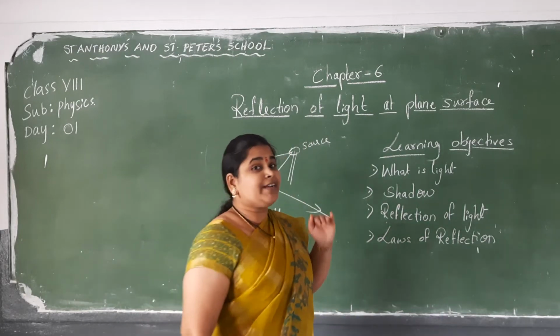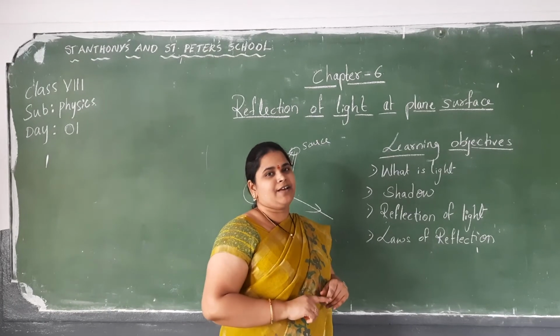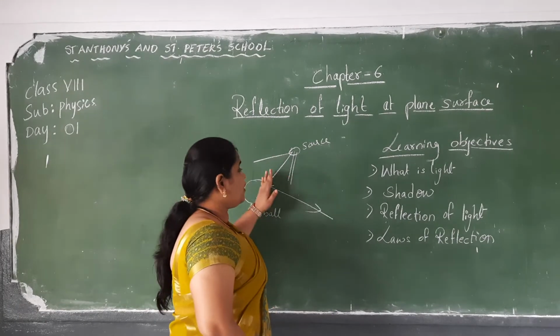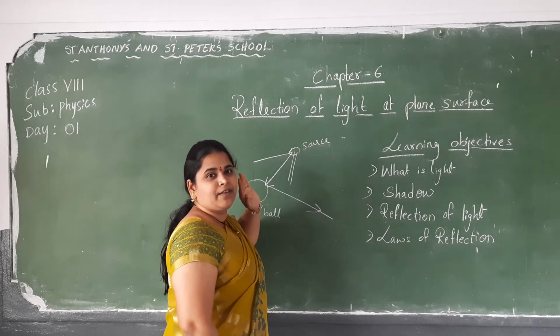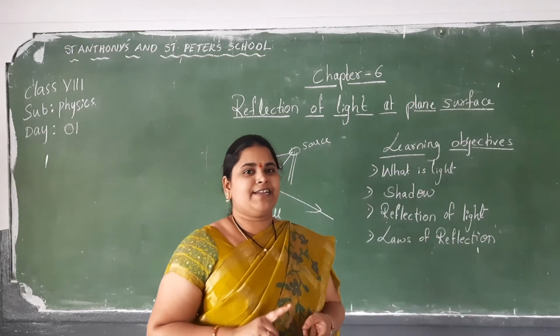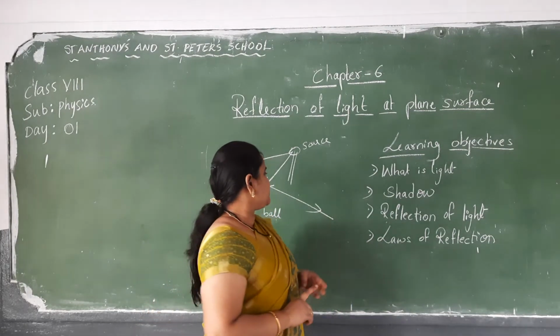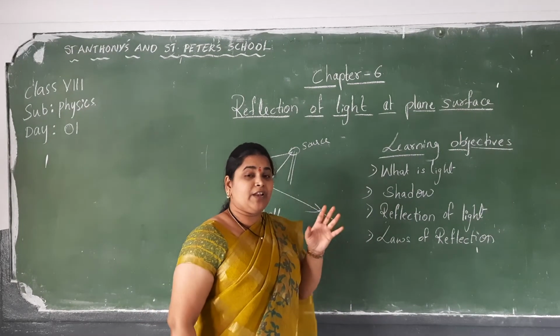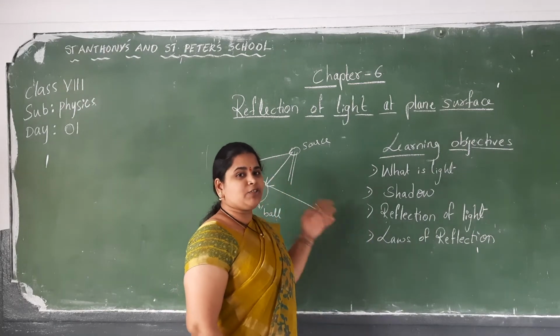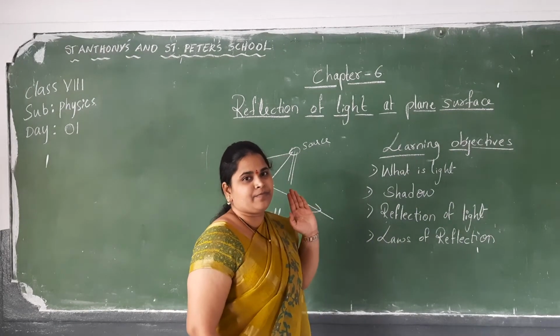When does the object reflect? Again, it is connected to your 6th class topics. When it falls on the opaque object. We know there are 3 types of objects, right? Opaque, transparent and translucent. So, the opaque object will not allow any light to pass through it. It will just reflect back.